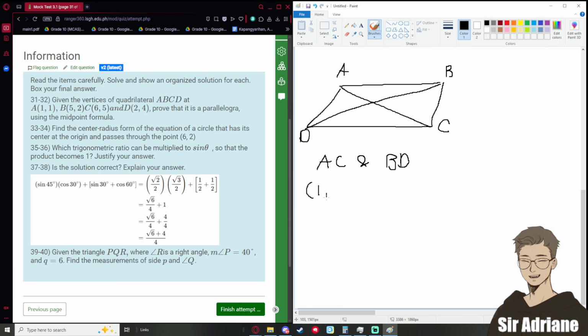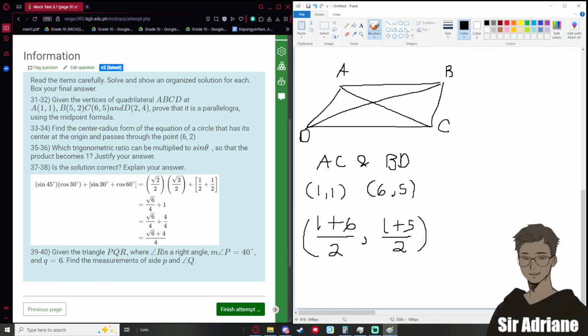A is (1, 1), and C is (6, 5). Now, what is the midpoint of these 2 points? That would be (1 plus 6) over 2, (1 plus 5) over 2, giving us 7 over 2. 1 plus 5 is 6, and if we divide that by 2, that's equal to 3. So the midpoint is 7 over 2, comma 3.